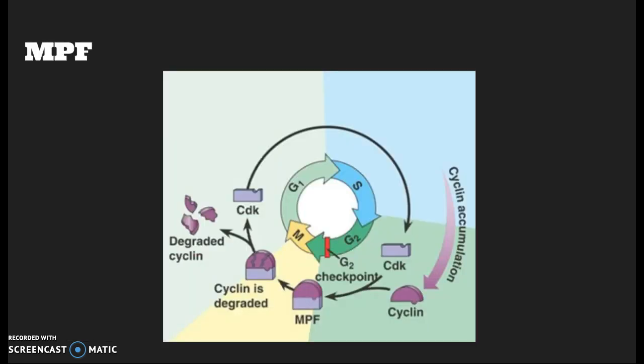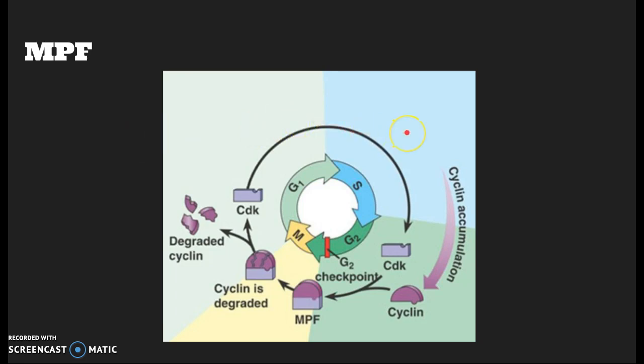So speaking of MPF, it is an example of how internal and external signals provide stop-and-go signs at each cell cycle checkpoint. MPF stands for maturation promoting factor, and it is a cyclin-CDK complex. We can also think of MPF as mitosis promoting factor because it controls the cell's passage through the G2 checkpoint so the cell can enter the mitotic phase. So this diagram basically shows what MPF does.